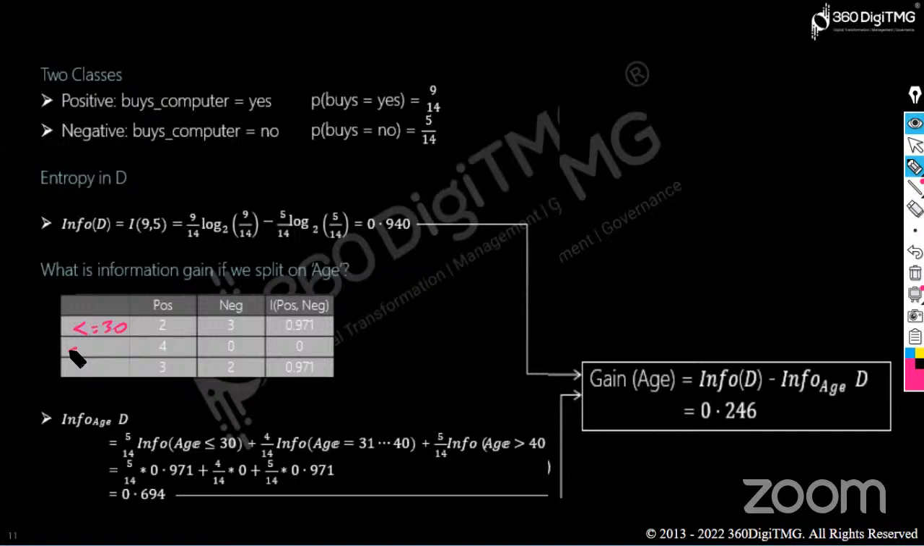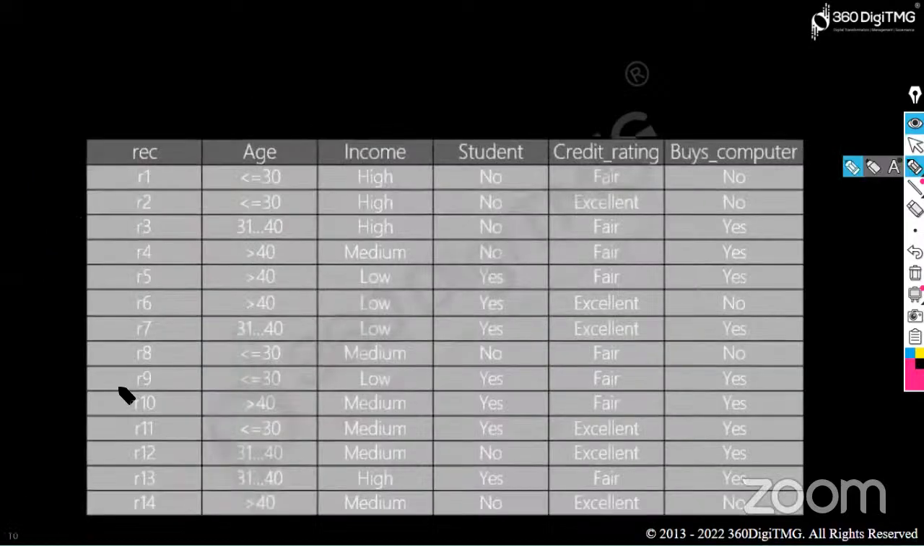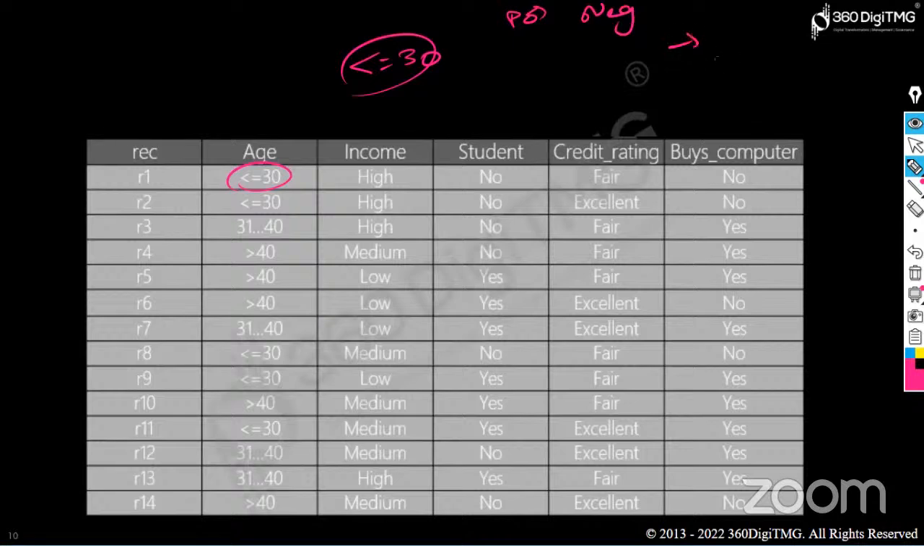Okay. So when I divide this, you can see that the space is given for less than or equal to 30, 31 to 40, and greater than 40. So these are the three parameters. So positive and negative, how do you define it? When I consider only less than or equal to 30, how many positive, how many negative? That means I just need to consider the table less than or equal to 30. I am considering the first one and saying positive, negative. I am calculating the probability.